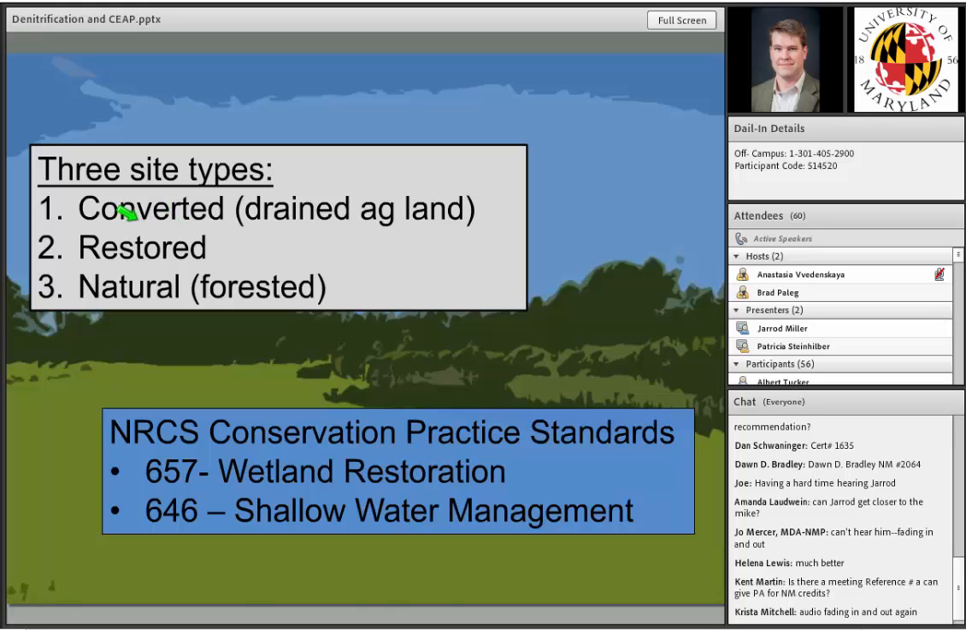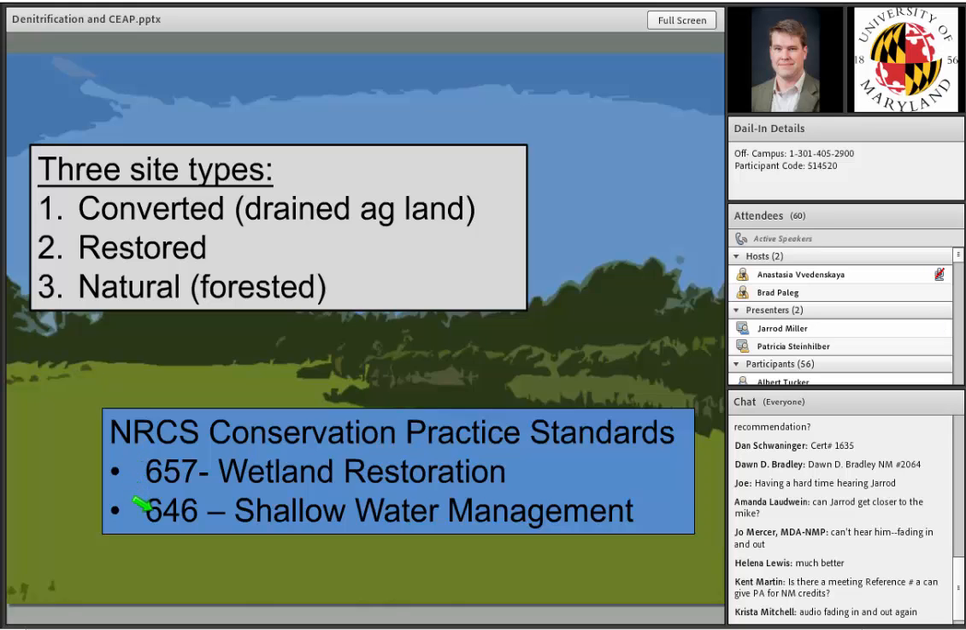It's grandfathered in. Restored, this would be the NRCS restored wetlands where they've come onto farms or other lands and restored some land that had been drained. And then what we called natural, and sometimes I just call it forested. We can't really say that it's never been disturbed, but we were pretty sure it hadn't been drained. But at some point in the last 100 or 200 years, you could tell that they had at least been logged. At the time, these NRCS conservation practice standards were called 657 wetland restoration and 646 shallow water management. So those were mainly the restored types we were looking at, these two.